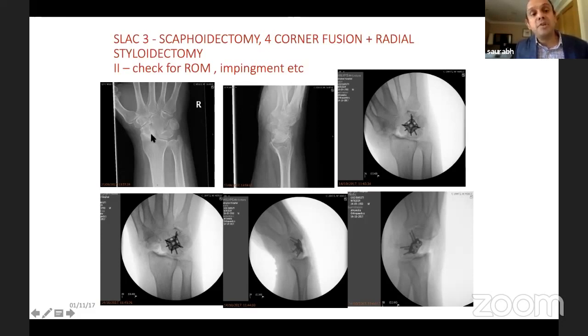So if it's just a SLAC 1, then if I just do styloidectomy, then this bare bone is not rubbing on this bone now. So patient will be fine. So SLAC 1, 2 is very easy to manage. 3 and 4, again, if you think of that biomechanics picture I've shown you, it's very easy to comprehend and decide for a surgery.